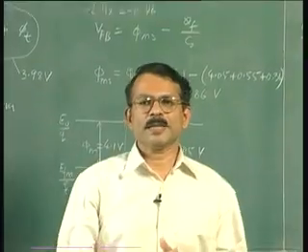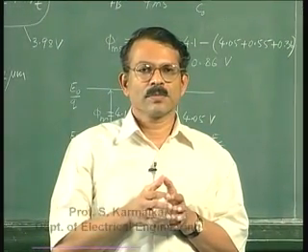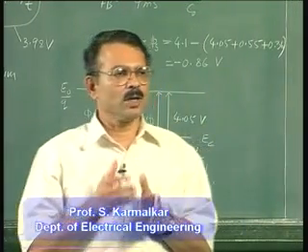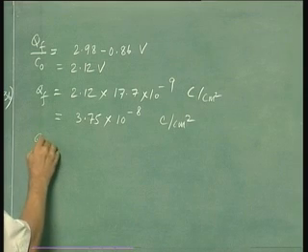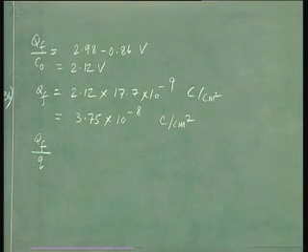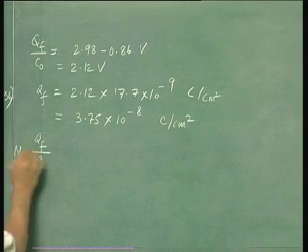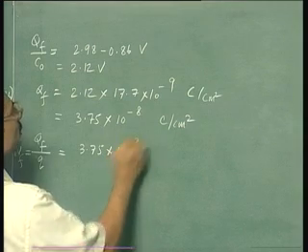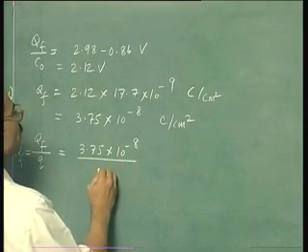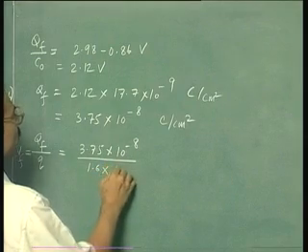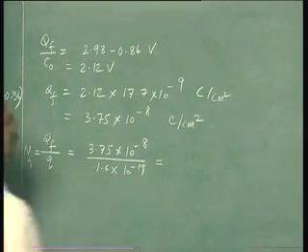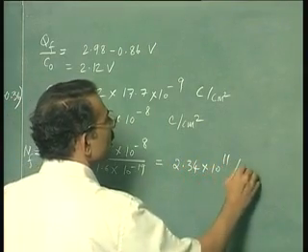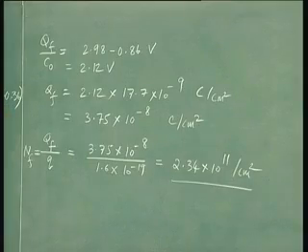It is customary to express this fixed charge in terms of the number of charges. So number of charges is obtained by dividing the fixed charge by the charge on an electron. So Qf by Q, this is so called NF, the number of fixed charges, is equal to 3.75 into 10 power minus 8 coulomb per centimeter square by 1.6 into 10 power minus 19. Now this turns out to be 2.34 into 10 power 11 per centimeter square. So that is the kind of NF which is present.